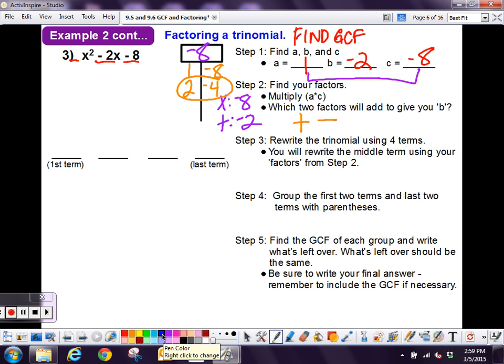Next thing we're going to do is break this middle term apart. Okay, my two factors are 2 and negative 4, so that's going to be a positive 2x and a minus 4x. Then remember, we're going to bring that first term down, and I'm going to bring the last term down.